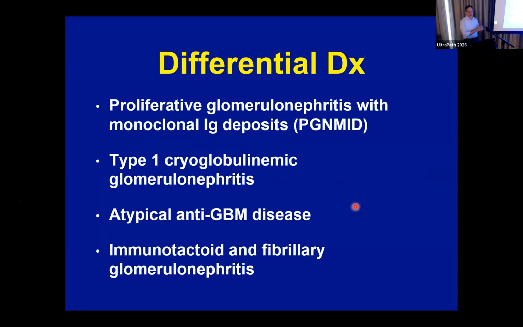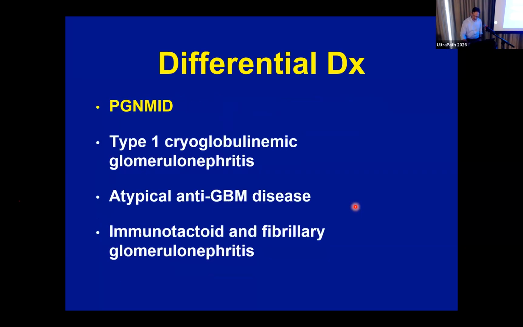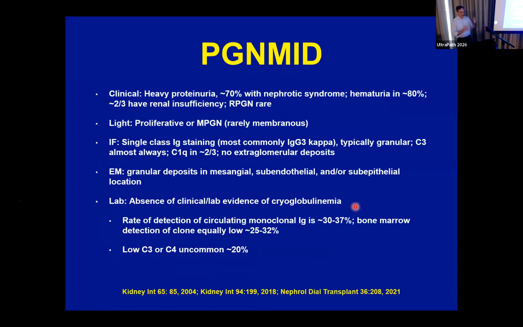The first was PGN-MID. Dave's already talked about that. Then type 1 cryoglobulinemia, something called atypical anti-glomerular basement membrane disease, and immunotactoid and fibrillary GN. I'm just going to go through these very briefly, starting with PGN-MID. These patients typically present with heavy proteinuria. About 70% of them will have nephrotic syndrome. Hematuria is very common, about 80% of these patients. About two-thirds will have renal insufficiency, although RPGN, rapidly progressive GN, is actually uncommon.